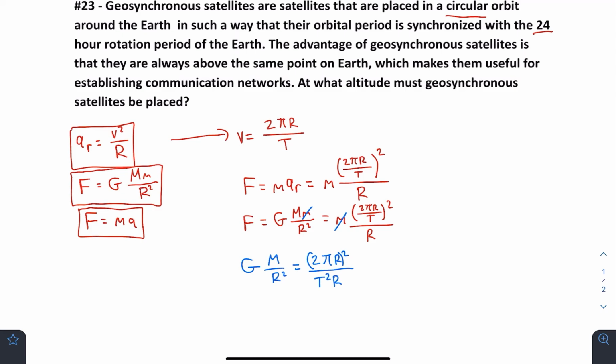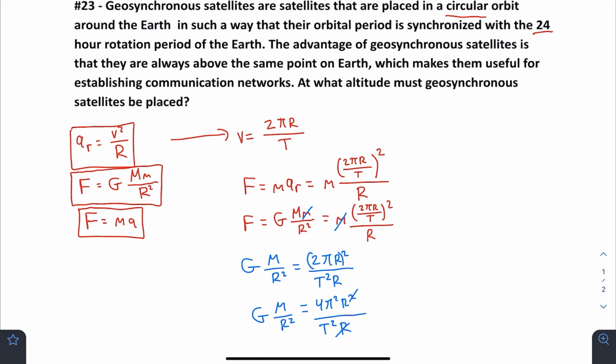Next, we can distribute out the square in the numerator of the fraction on the right-hand side and get 4 pi squared r squared, and that's going to be over t squared r, and so we can cancel out that r on the bottom and the square up top. And then rewriting our left-hand side, we still have GM over r squared.